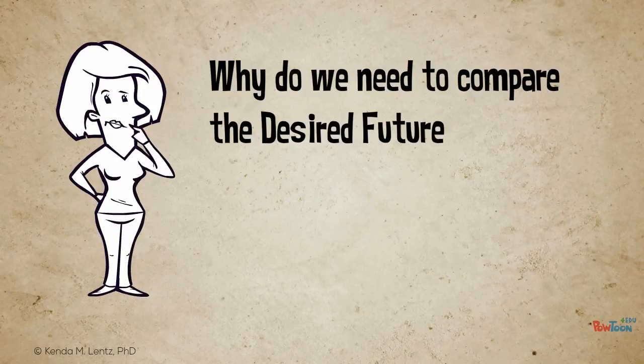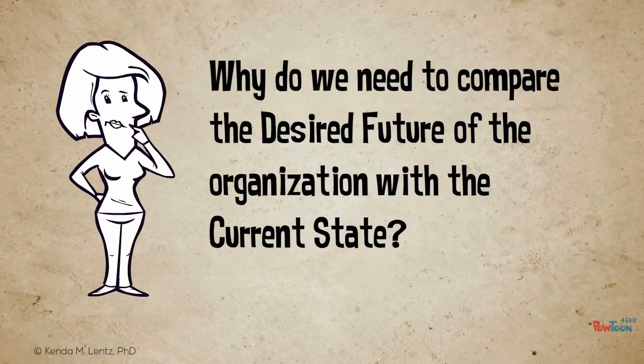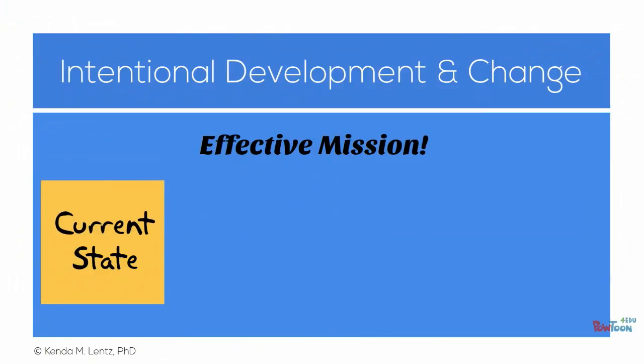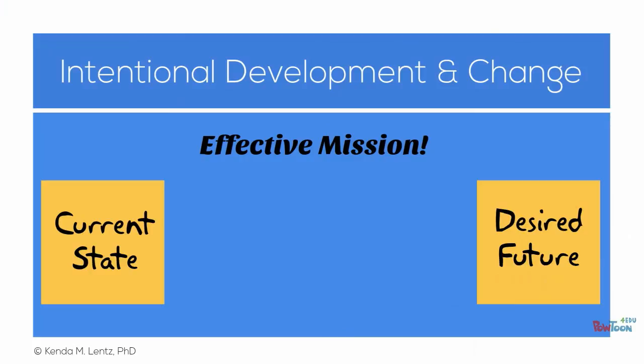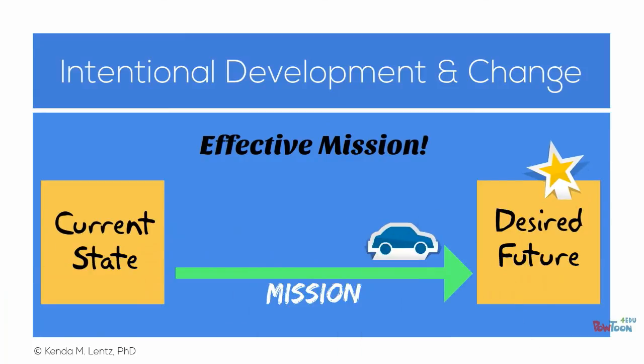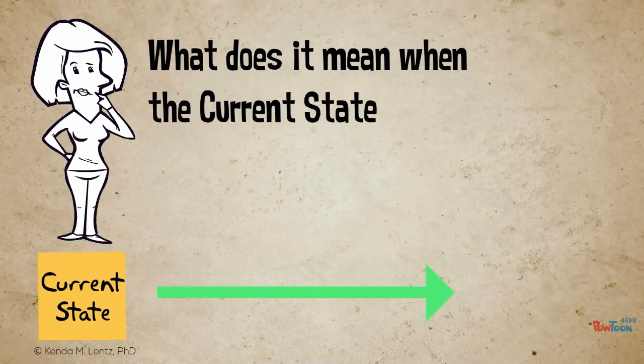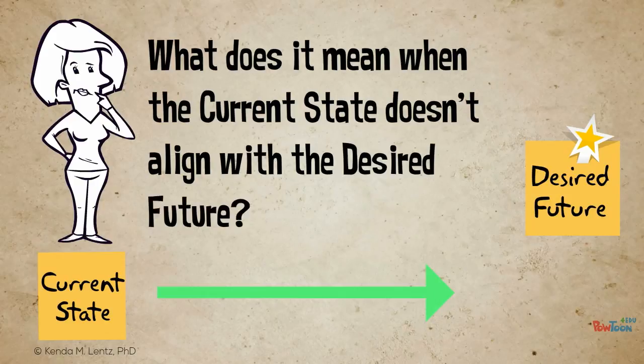So why do we need to compare the desired future of the organization with its current state? Simply put, we do this to ensure the organization is effective in achieving its mission. Remember, the only way to advance from the current state of the organization to the desired future is by effectively following the mission. So what does it mean when the current state doesn't align with the desired future of the organization?